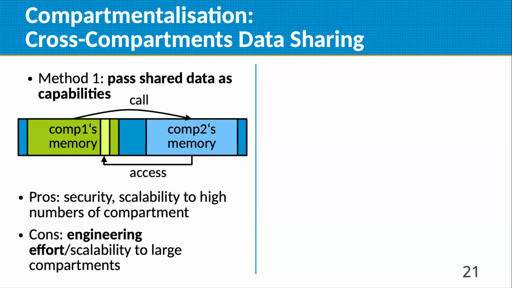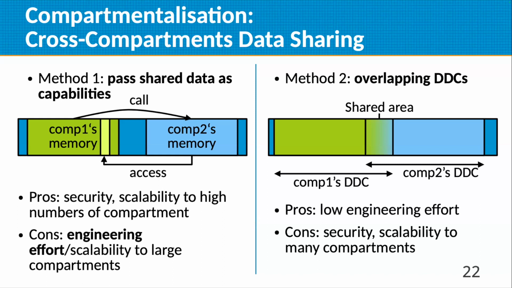So we looked at the second method, which is kind of a trick. We look at pairs of communicating compartments, and we make the DDCs overlap to create a shared memory area in which we allocate the shared data. This actually scales much better to large compartments, but it doesn't scale to a lot of compartments because you can only have pairs of communicating compartments, right?